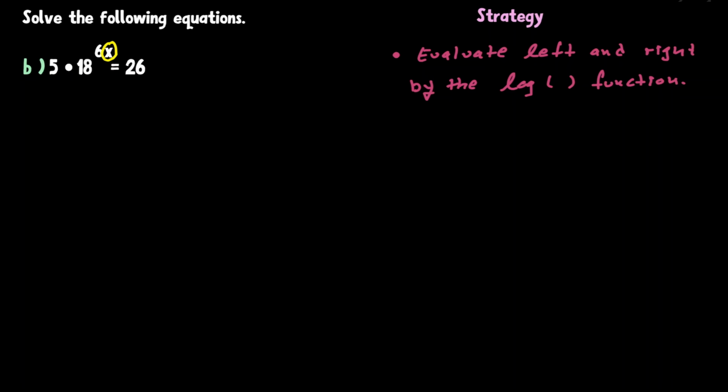Well, since 5 is multiplied, let's do the opposite. Let's divide it by 5 on the left and the right. And let's leave that as a fraction. And notice that now the expression that has the variable that we're looking for is isolated. What we want to do next, let's apply the same strategy. Let's evaluate log on the left and the right.